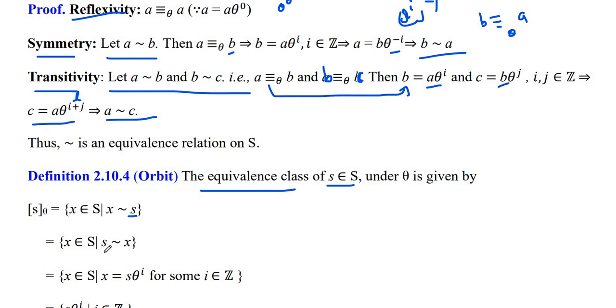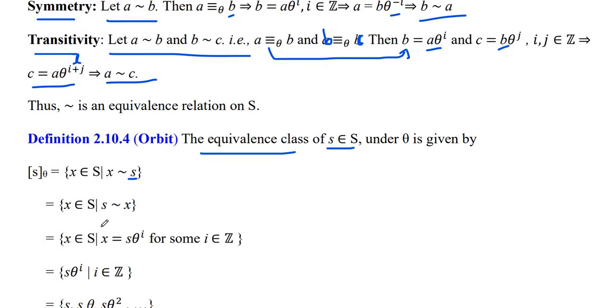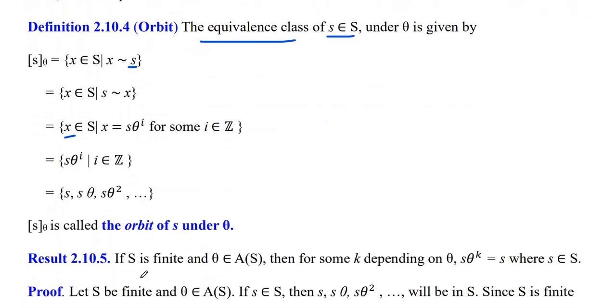But x related to s is the same as s related to x because of symmetry. And the meaning of this is that x is the image of s under theta power i for some integer i. So your x is this. So you have now the orbit of s under theta to be all those images of s under theta power i for some integer i. So when we actually list out the elements, this is how they will be: the set consisting of s, the image of s under theta, the image of s under theta square, and so on. So this equivalence class of s under theta is called the orbit of s under theta.